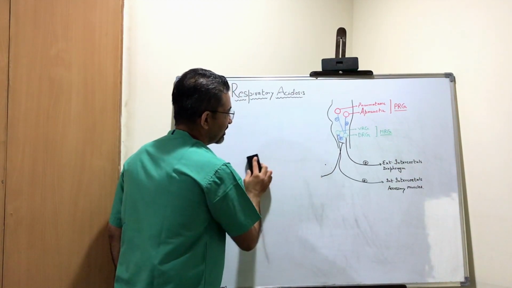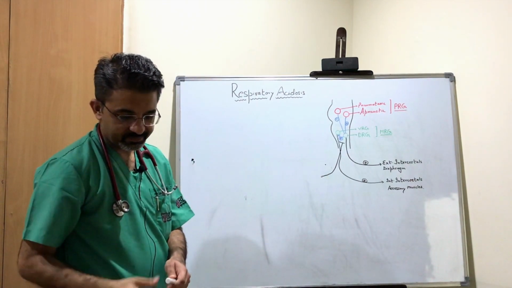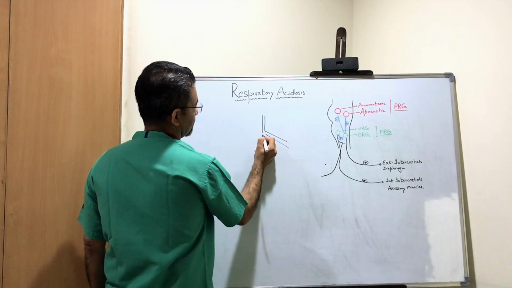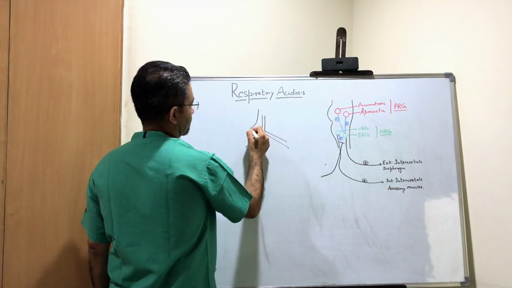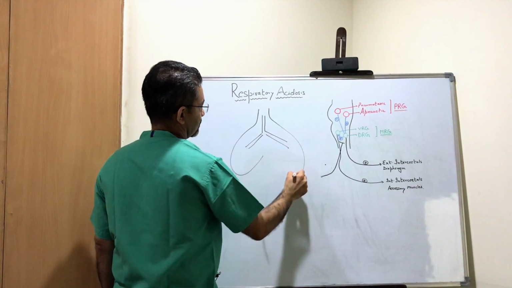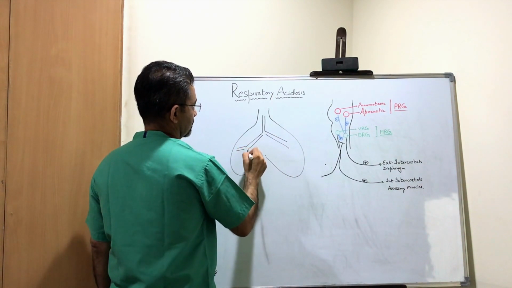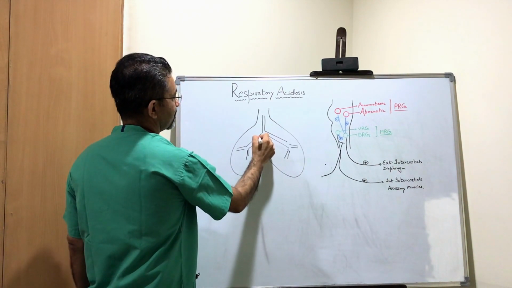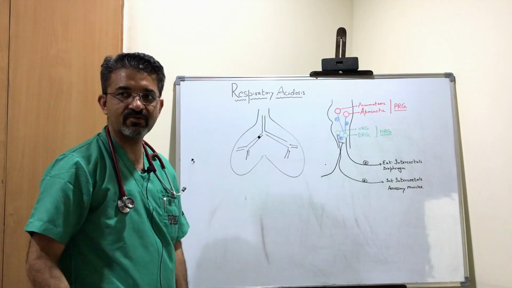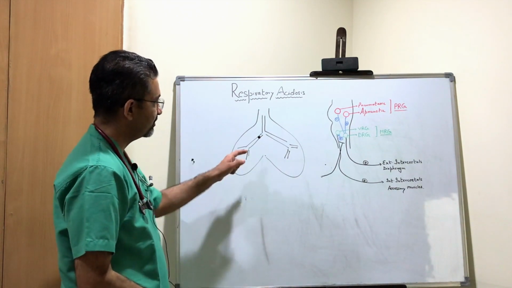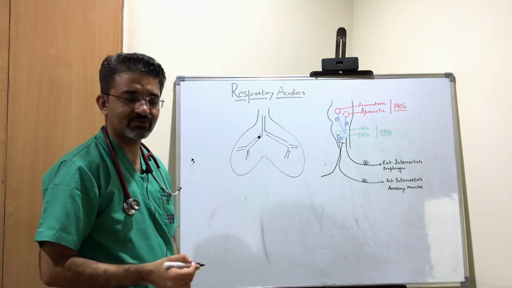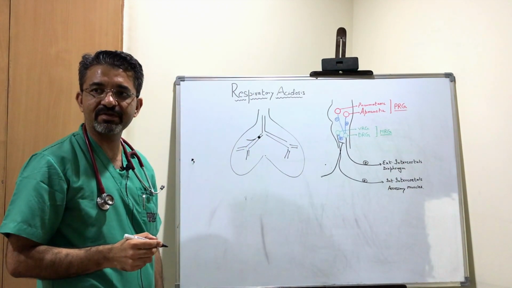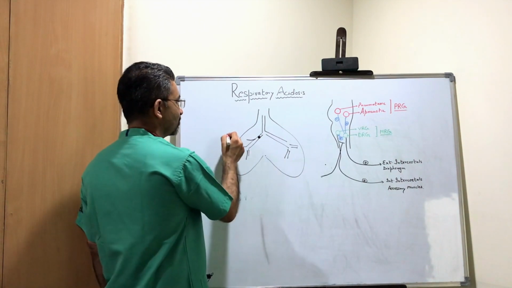Now the problem could be in lungs too. Suppose you have an obstruction in your airway. You have a tumor, you have a growth in your airway, or you have a mucus plug, or there is some sort of obstruction. So what will happen to your CO2 excretion? It won't take place. You won't be able to breathe out CO2 much. So you will retain CO2.